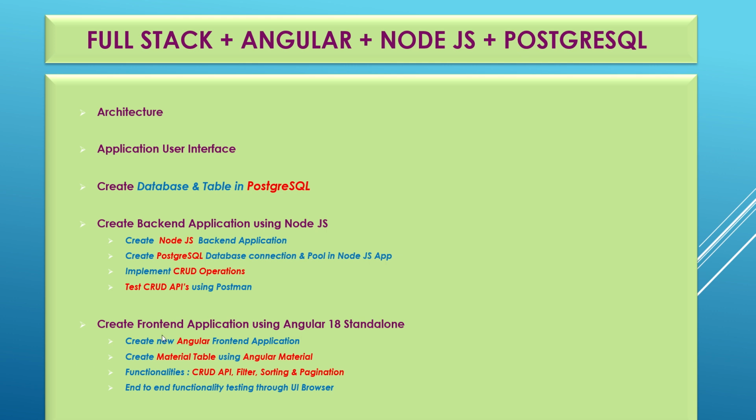In a similar way, we are going to create our front-end application using Angular 18, and it's a standalone application. So first we will create our Angular front-end application using Angular 18. Next we will create our material table, and here we are going to use the Angular Material library to create tables and populate columns and data in that.